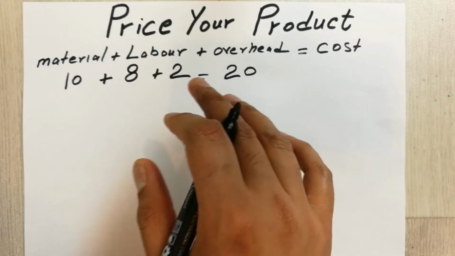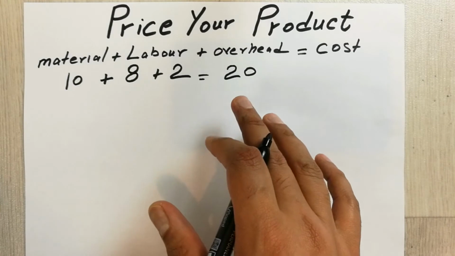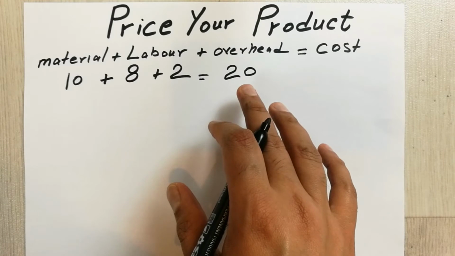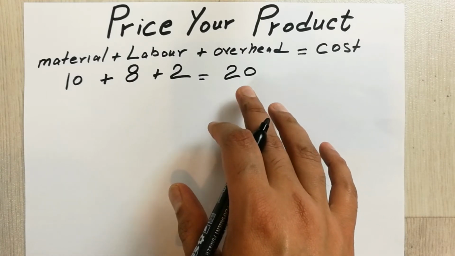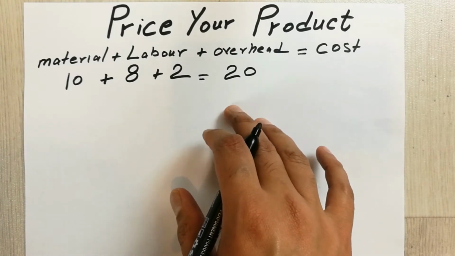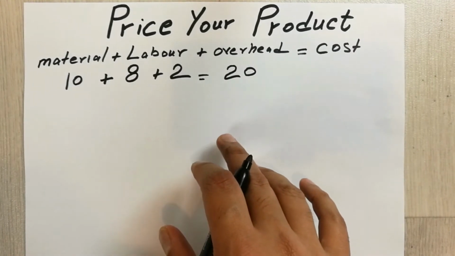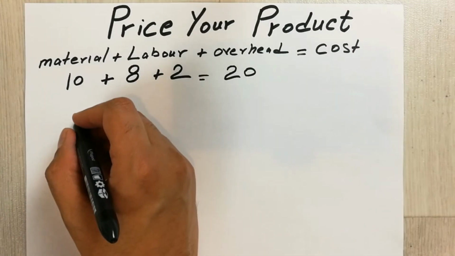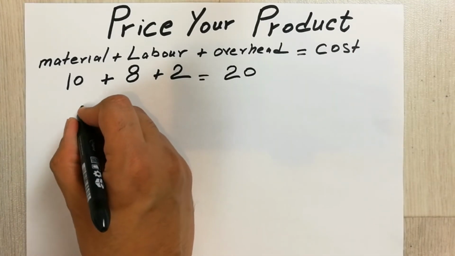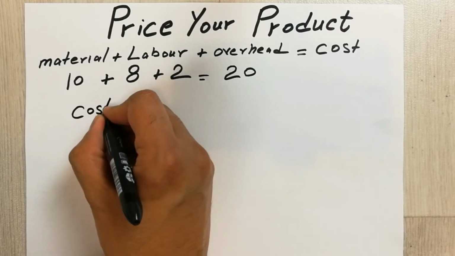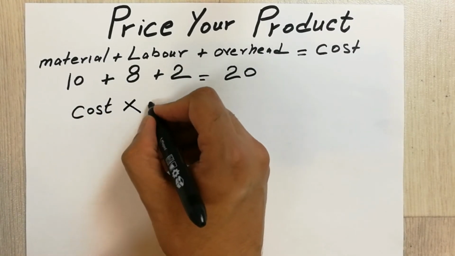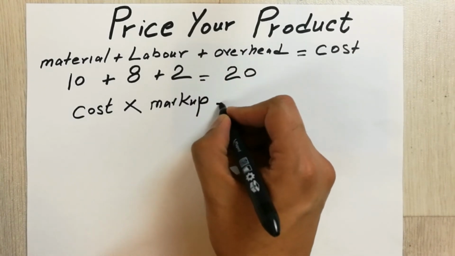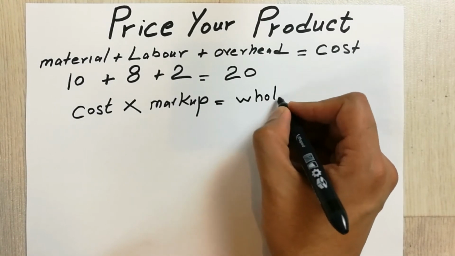So guys, in the next step, we have to mark up our cost twice. Why are we doing it two times? For the first time we will get our wholesale price, and then the second time we will get our selling price or retail price. So the first step that we have to do is multiply cost with markup. This will get our wholesale price.